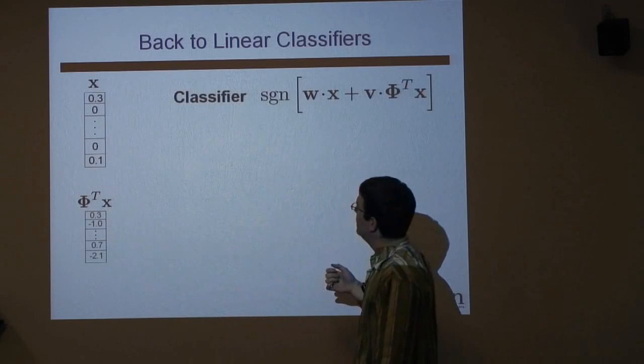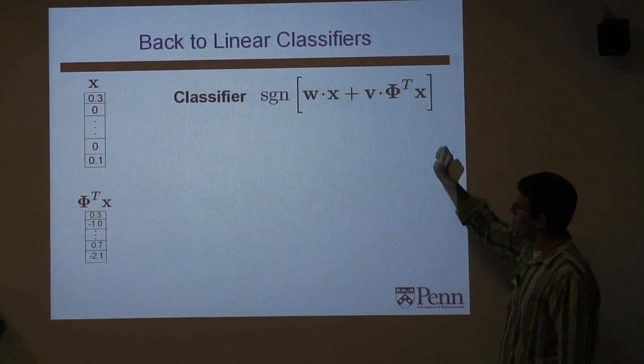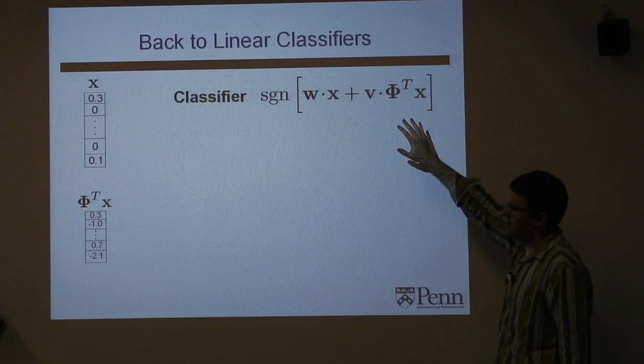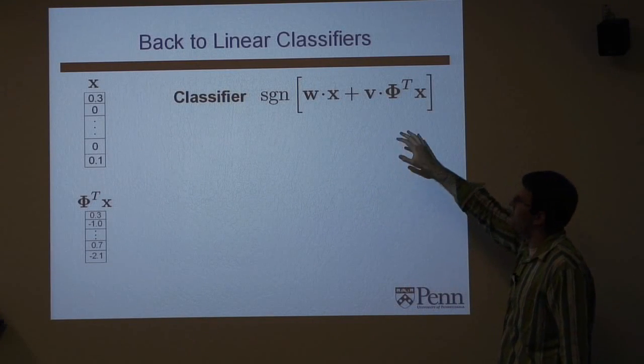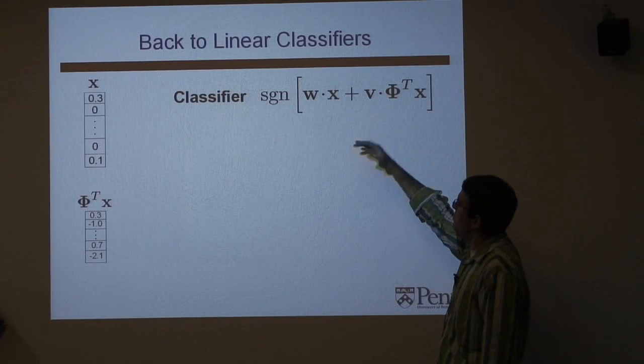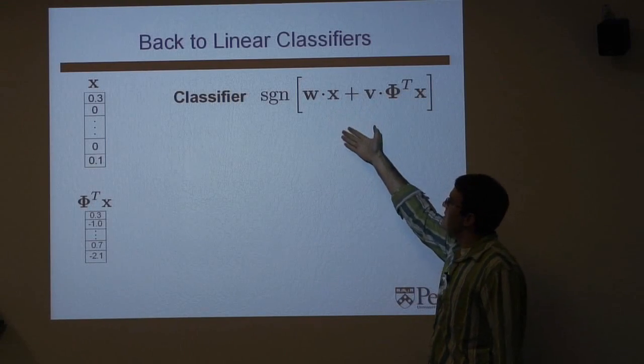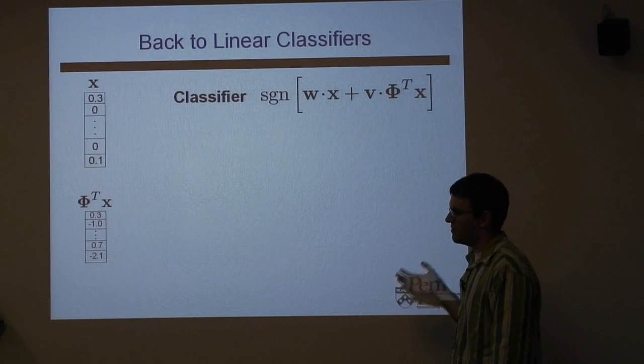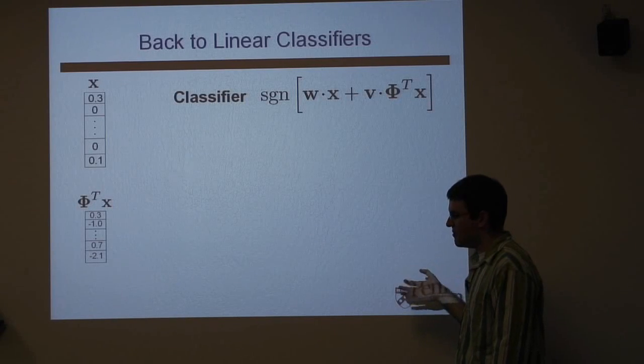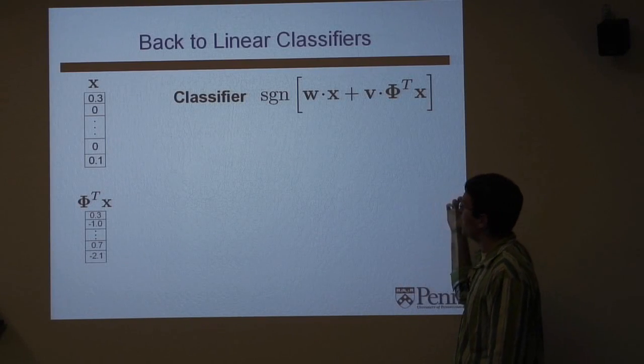So we want to use this in a classifier, in a standard linear model. The way we're going to do this is very simple. We had a weight vector before for x. Now we have another weight vector for phi transpose x. I mean, we just add the two together, right?